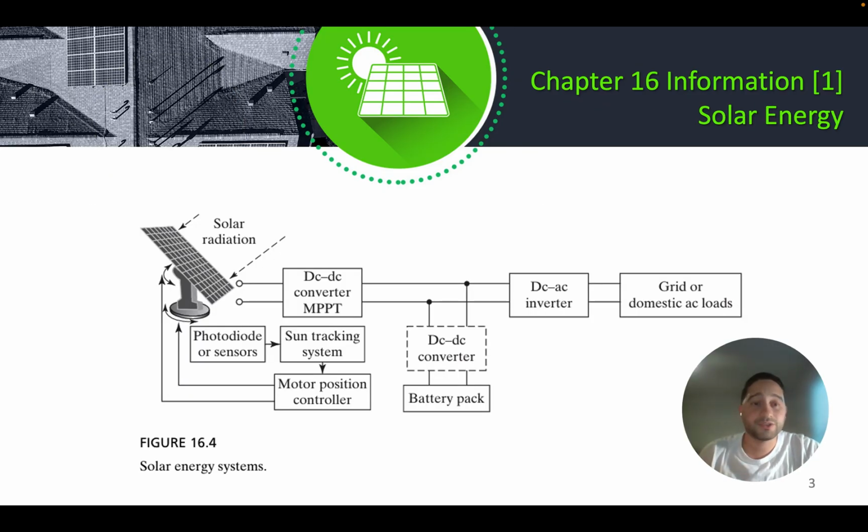Here's an example of a solar energy system. Observe the panel on the left. It's collecting solar radiation, and through a system of power electronics, some of which we've covered in class, such as DC to DC converters or DC to AC inverters, it is converting the energy with the ultimate destination to the electrical grid.